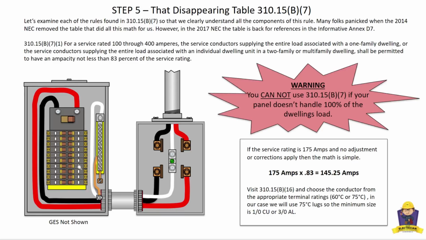All right, now, over here, you'll notice that I don't show any grounding electrode systems because it really doesn't bring any clarity to the graphic. We're just simply showing you that this conductor right here has to be a minimum 83% of the rating of the service.